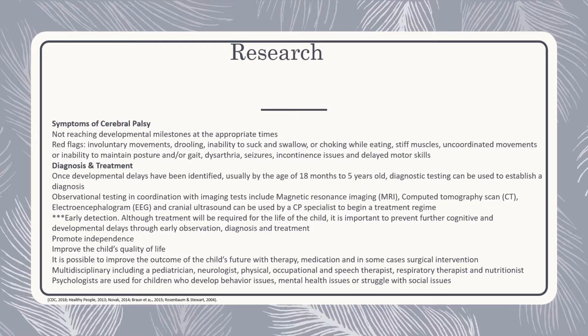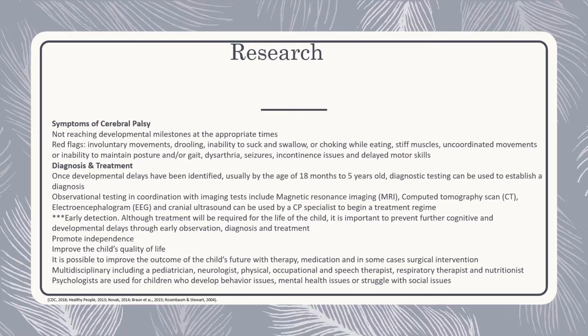Once developmental delays have been identified, usually between 18 months to 5 years old, diagnostic testing can be used to confirm the diagnosis. So they use observational testing in coordination with imaging testing, such as MRIs, CTs, EEGs, or cranial ultrasounds, that can be used by a CP specialist to begin a treatment regimen. The single most important measure for successful symptom management of CP is early detection. So although treatment will be required for the lifetime of the child, it's important to prevent further cognitive and developmental delays through early observation, diagnosis, and treatment.